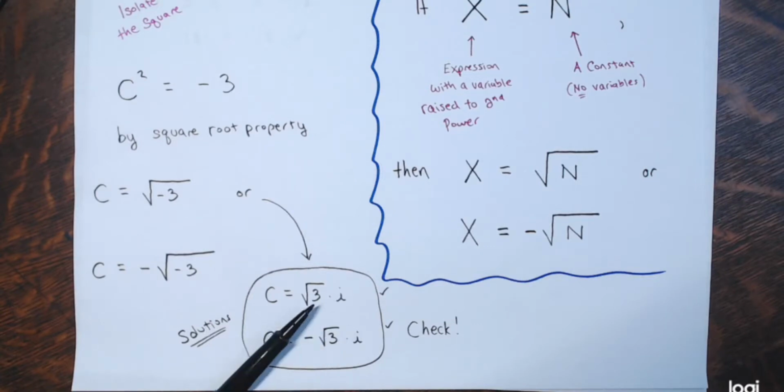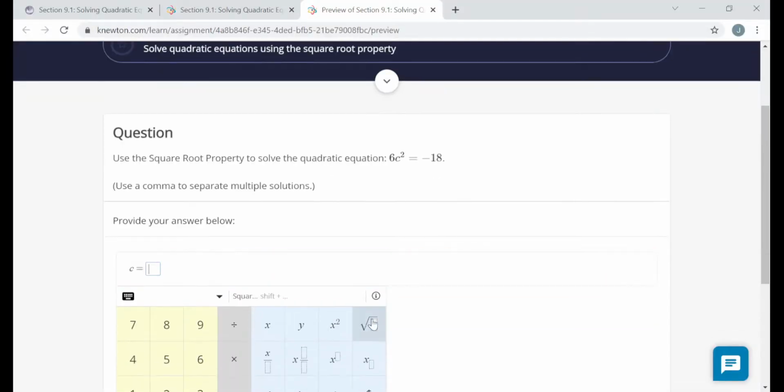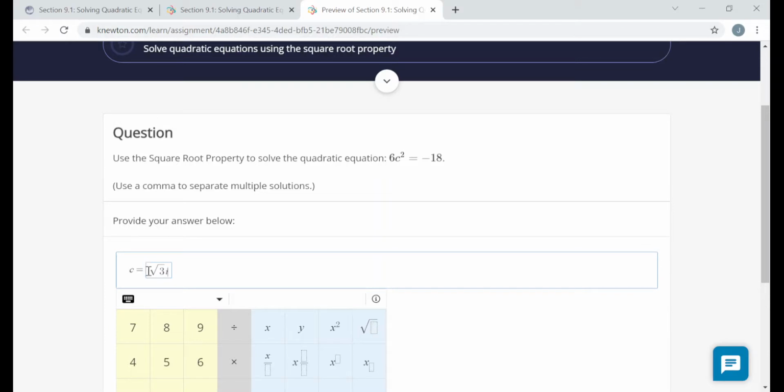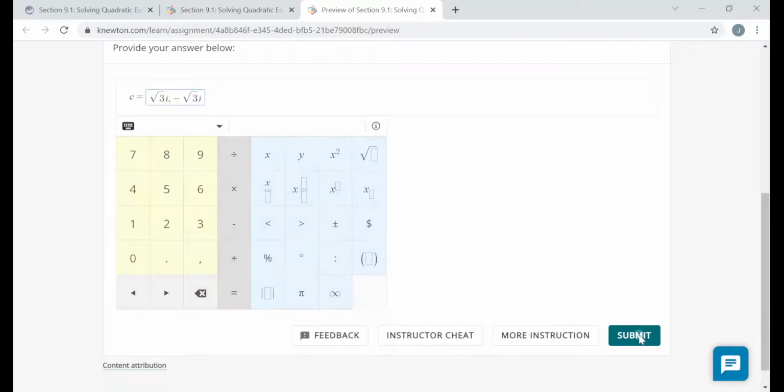So these are what I'm going to enter, right? And they say if there are multiple solutions, separate them with a comma. So c equals the square root of 3, and then get out of there, times i, or you can put the i in front of the radical to make it i times the square root of 3, same thing, comma, and then negative square root of 3, and get out of there, times i. Two imaginary solutions to this equation.